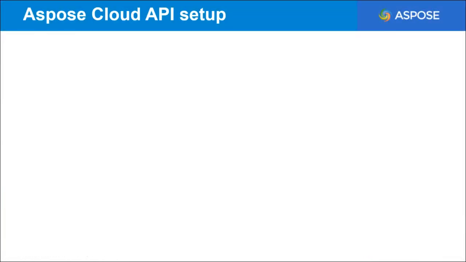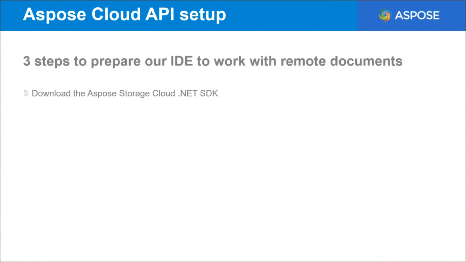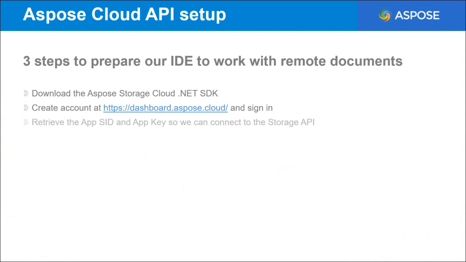First, we will need to set up our IDE, and connect to the Cloud API. We can do that in the 3 steps shown here. Set up our Aspose Cloud SDK, make sure we have a remote storage, and obtain app credentials that our program will use, to access that storage.